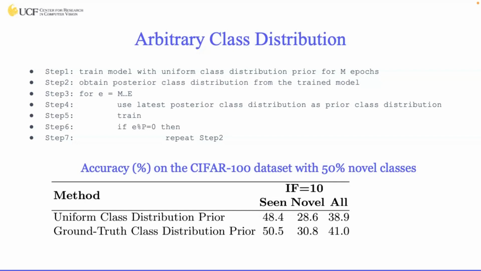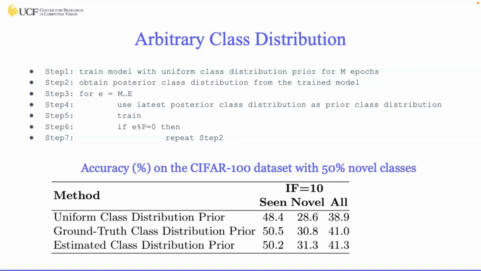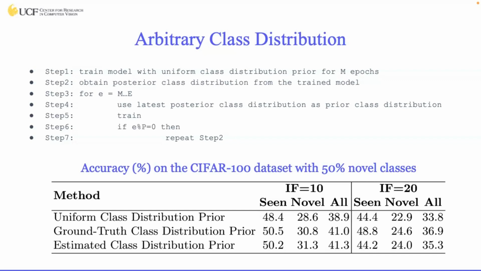Then the second row is basically showing what would have been the performance if we knew the ground truth imbalance in advance. The second row shows that it improves over the case when we are using the uniform class distribution prior. So it shows that our solution with the permutation matrix actually can take advantage of arbitrary class distribution prior. And the last row shows the most interesting result, where we try to estimate the class distribution prior using this method. And it shows that even when we don't know the ground truth imbalance, it can reach reasonable results. And it, of course, outperforms the uniform class distribution prior. And these are the same results when we increase the imbalance factor to 20, and we see a similar trend.